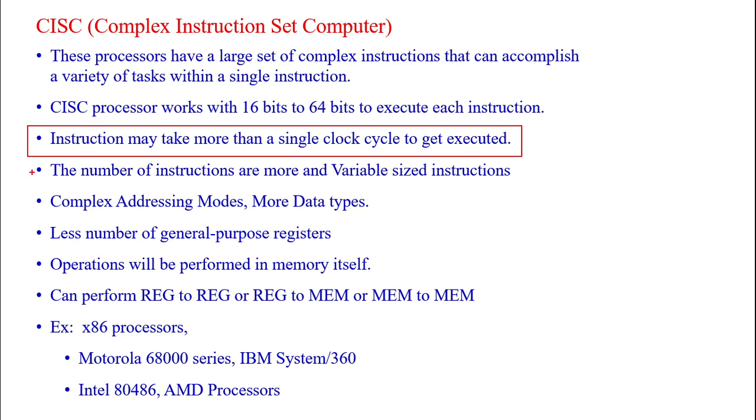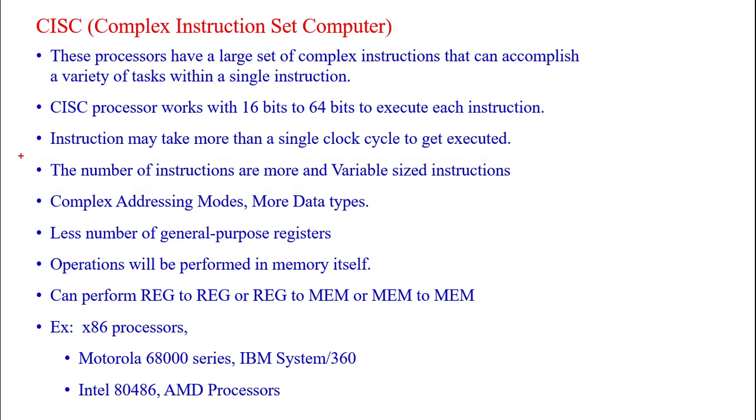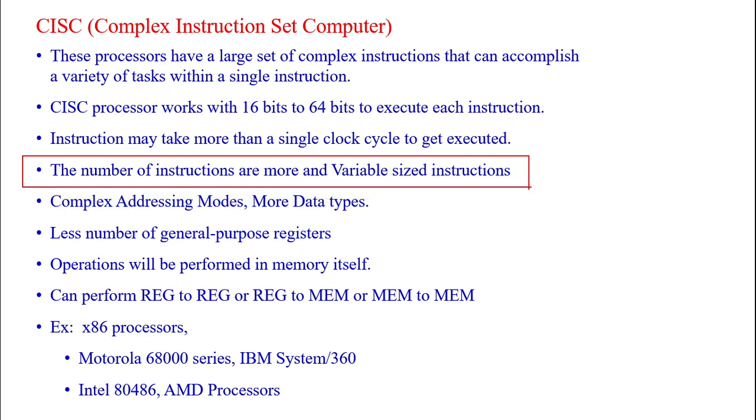The next point, if you see here, the number of instructions is more. This is what I told earlier. The number of instructions is more because you are deploying your processor in a complex environment, and we need to do different types of processing. For that processing, we need different types of complex instructions, variable in size. The next point, if you see here, is complex addressing modes. The processors will have complex addressing modes.